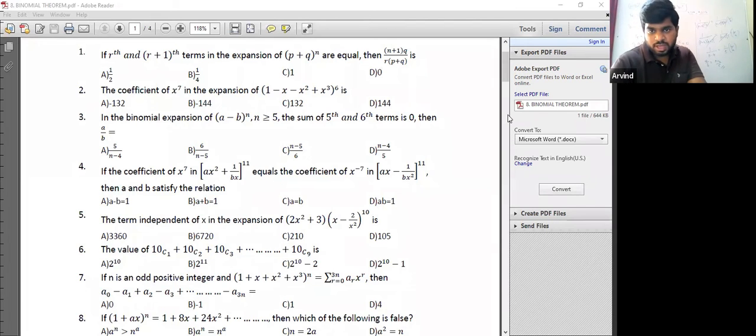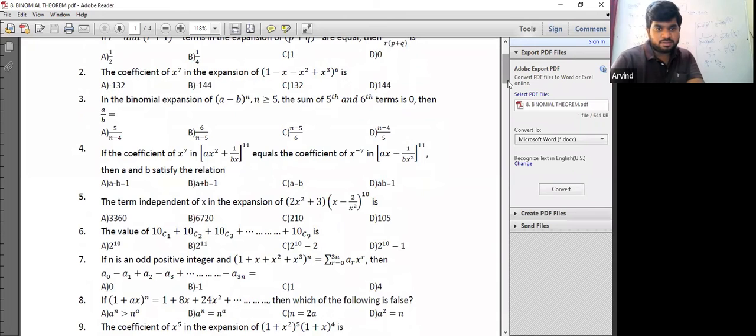Okay, I'll give you the ideas for the next problem. This is a class work problem also. The coefficient of x to the power 7 equals the coefficient of x to the power minus 7. Then a and b satisfy the relation. What is the relation that a and b satisfy? Same thing for all this, we are going to use the same (r plus 1)th term formula. First let me write the (r plus 1)th term formula.